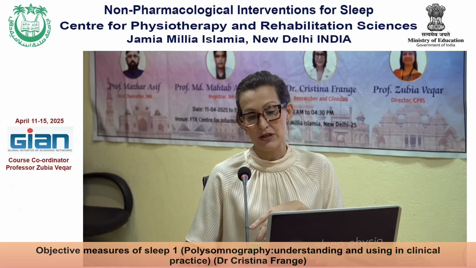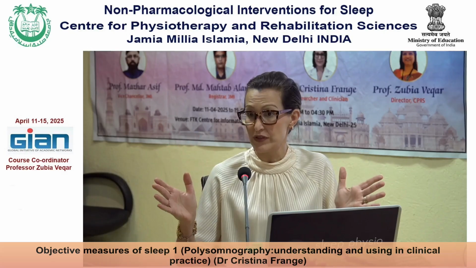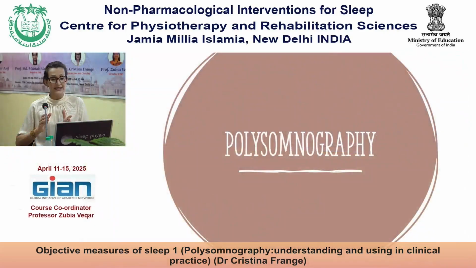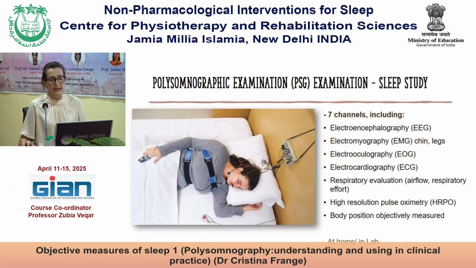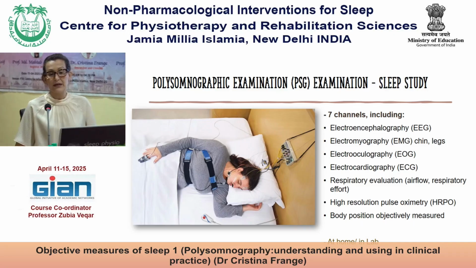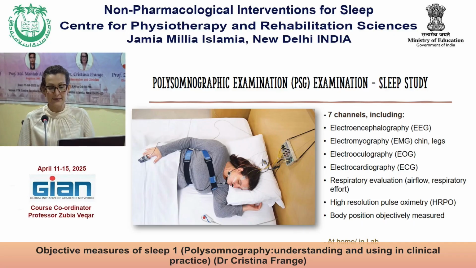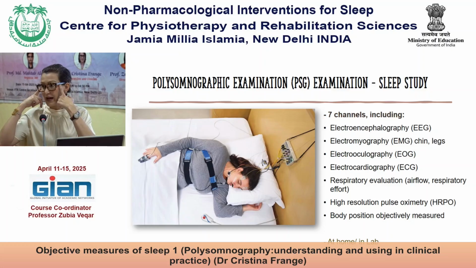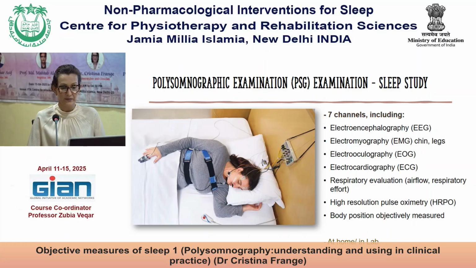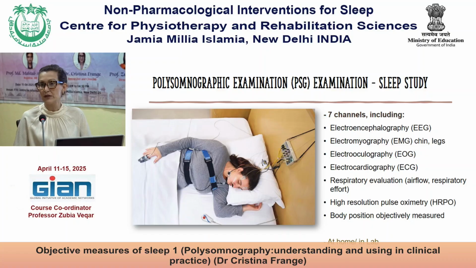So now in this first lecture, let's talk about the full night polysomnography and the types that exist of this one. So this is what we call the sleep study, the type 1, the complete one, the full night. It has 7 channels, including the EEG, the EMG that can be in chin and in both legs, the EOG for both eyes, the ECG for the heart. We have complete respiratory evaluation.